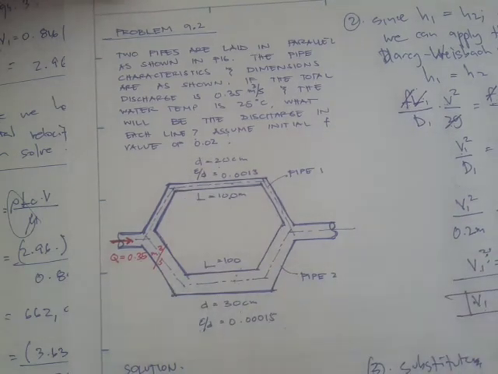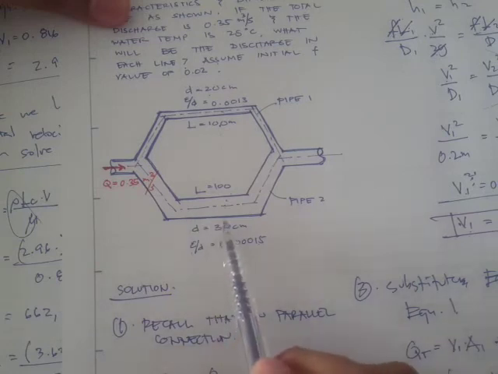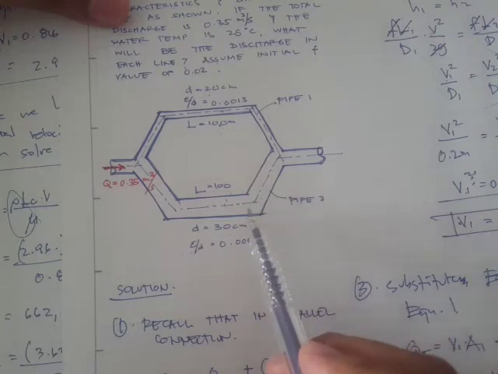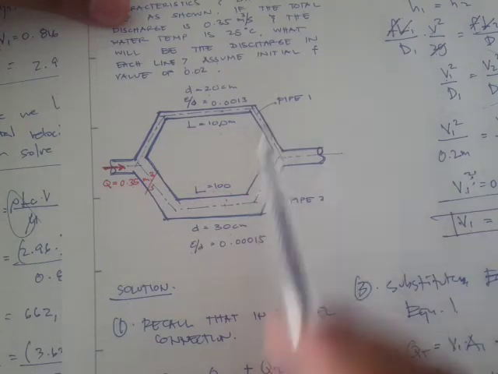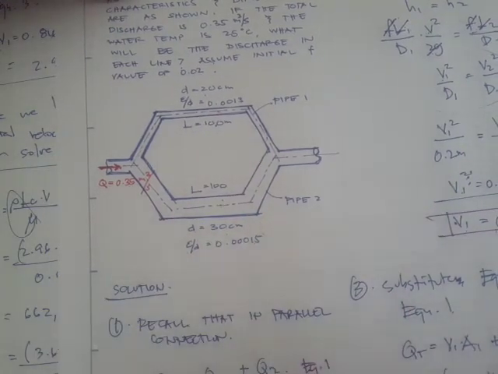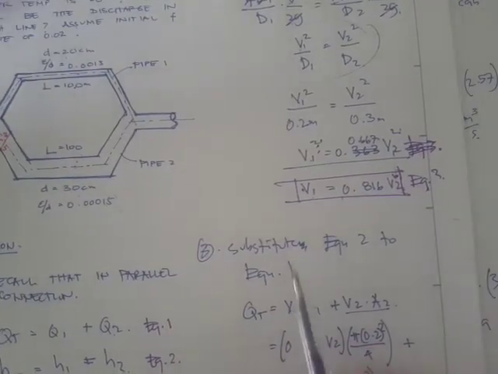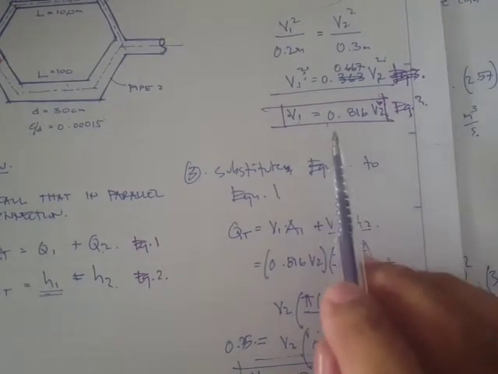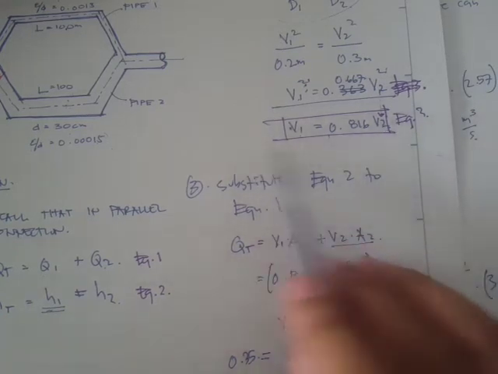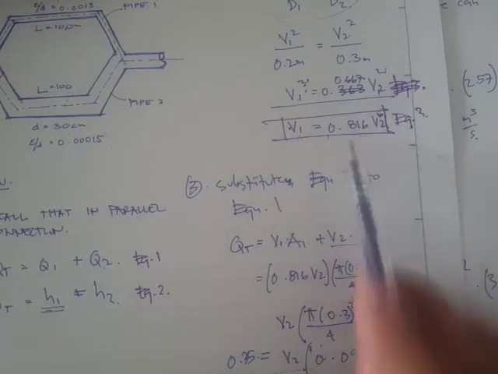But take note that this expression is based on the assumption that we have a friction factor of 0.02. In reality, pipe 2 will have a different velocity than pipe 1. Plus, the given here is a relative roughness of 0.0015, and this one 0.0013. So they're actually different, and therefore the friction factor would be different. But anyway, we just assume for now, and we get this expression.